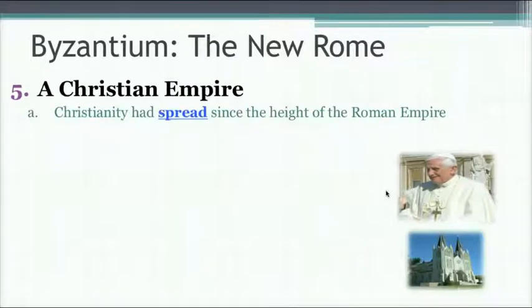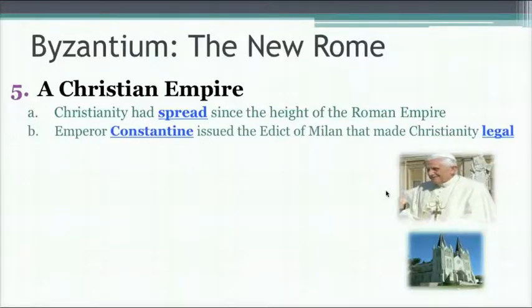So, we know this is a Christian empire. Christianity had spread since the height of the Roman Empire. But we have to understand Christianity in its form here today in the modern world is actually different than how it was back during this time. And I say that because several branches of Christianity have been created since the time of the Romans. So we know, if we want to make sure that we're connecting this to the Romans, that Emperor Constantine had saved Christianity by issuing the Edict of Milan, also known as the Edict of Toleration, that had made Christianity legal.